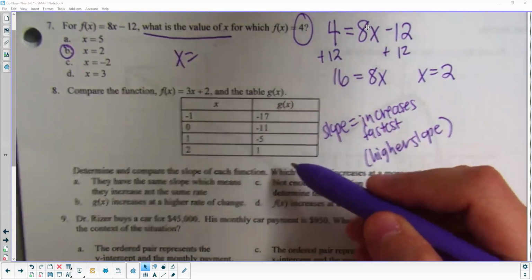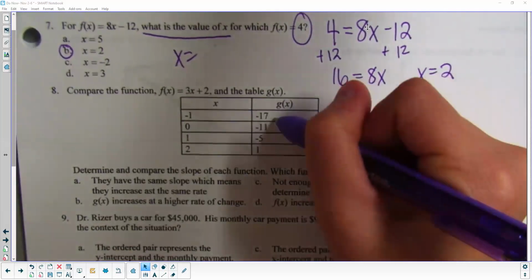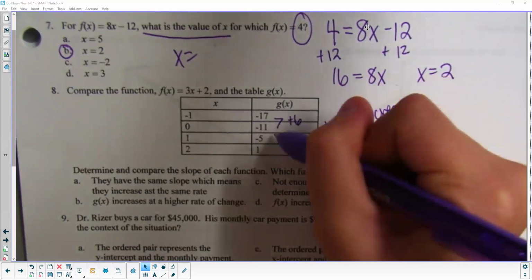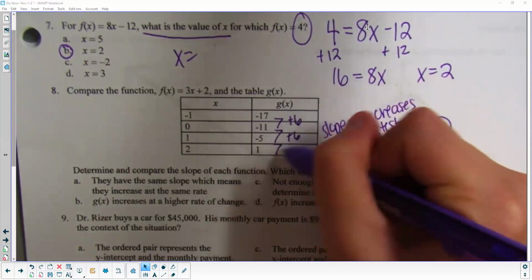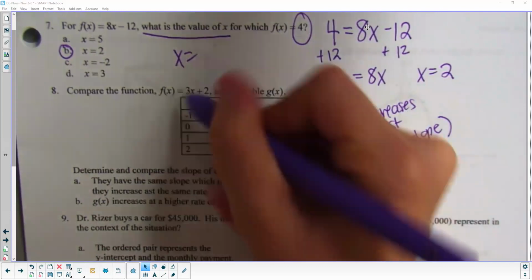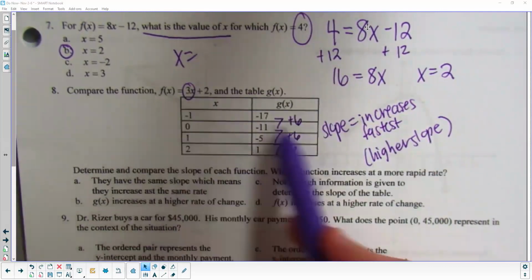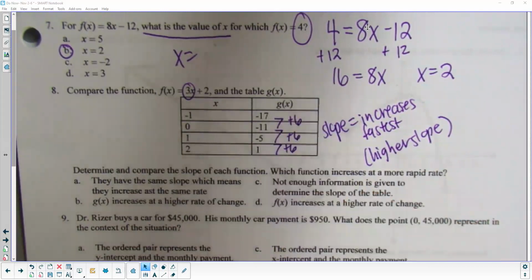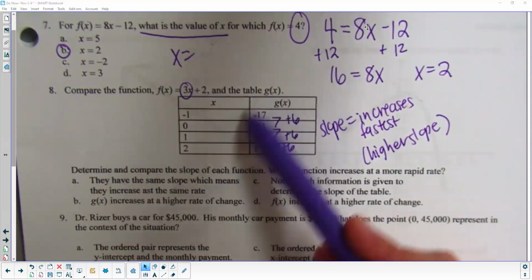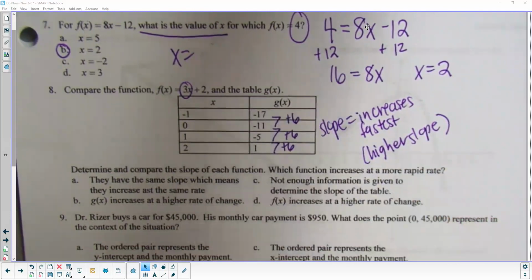Here, the differences I have here, I'm adding 6, adding 6, adding 6. But here, my slope is 3 for my function. But my slope here is going to be 6, meaning my faster slope is going to be g of x. g of x increases at a higher rate.